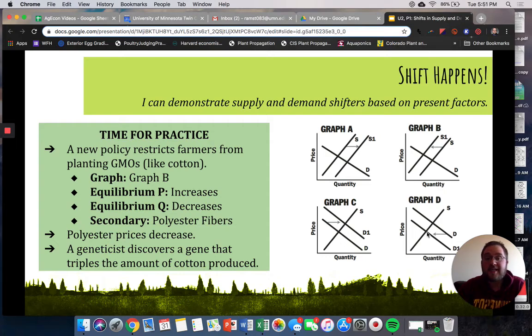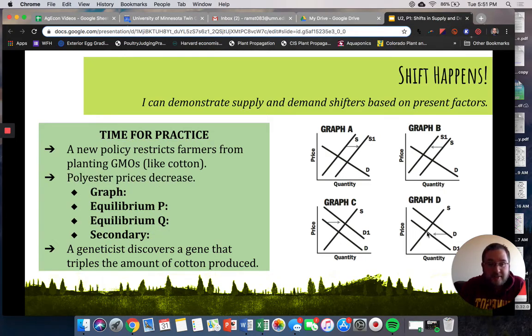Okay. Second example, polyester prices decrease. Now, remember, we're talking about the cotton market. Okay, so don't let this one trick you. Which graph did you select? Hopefully you selected graph D, because we are looking at the polyester market. If those prices decrease, generally, because it's a substitute good in some cases, the quantity demanded for our cotton is probably going to go down unless we lower our prices too for cotton. So graph D is the way to go.